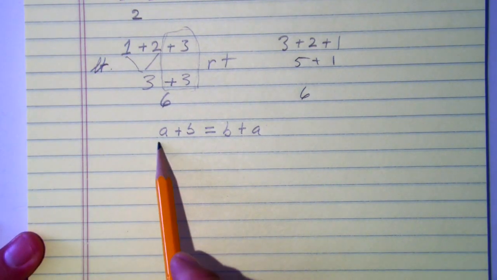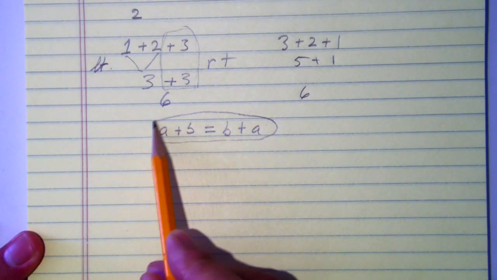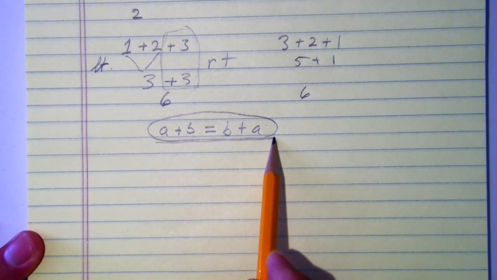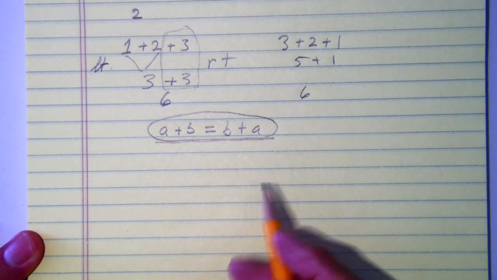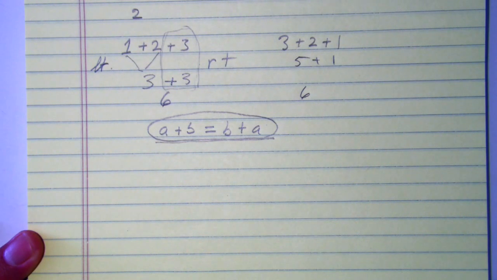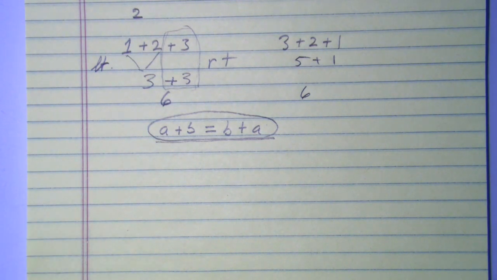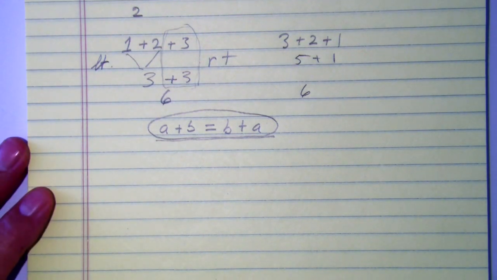This rule works for addition. All it tells me is the order I add things up in addition does not matter. That's all that says, okay? And they try to make it rather fancy, but it doesn't need to be that way. Now, with subtraction, you cannot do that.